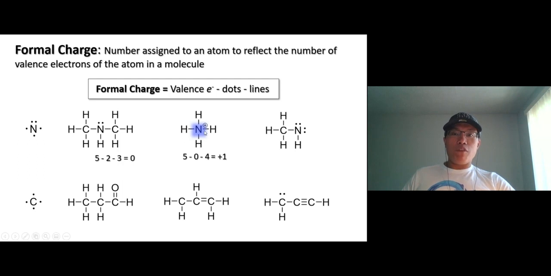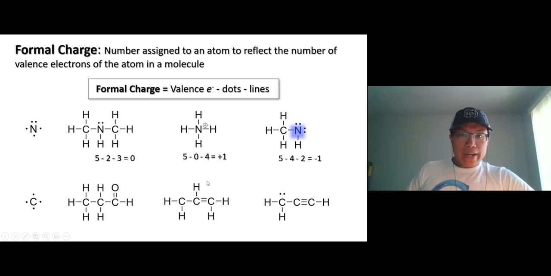If we remove a bond, going from 3 back to 2, that's going to be a negative 1. Now let's see if it's actually negative. Valence electron 5. How many dots? 1, 2, 3, 4. How many lines? 1 and 2. Negative 1 right there. Just like oxygen, you add a bond, you go plus 1. Remove a bond, you go negative.